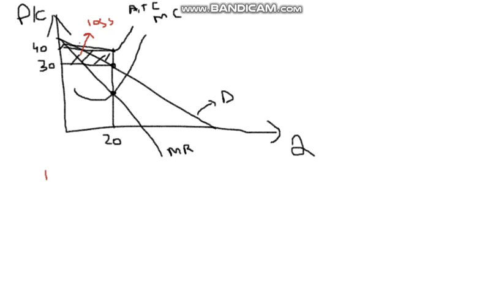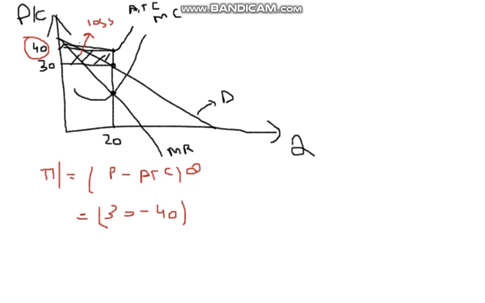So we will calculate the profit or loss. We calculate the profit value from the formula (price minus ATC) times quantity. The firm is charging a price of 30, whereas at that point the average total cost is 40. Here we have assumed these numbers for the explanation, and at Q equal to 20, we get minus 10 times 20, which is minus 200. So the firm is bearing a loss of $200.